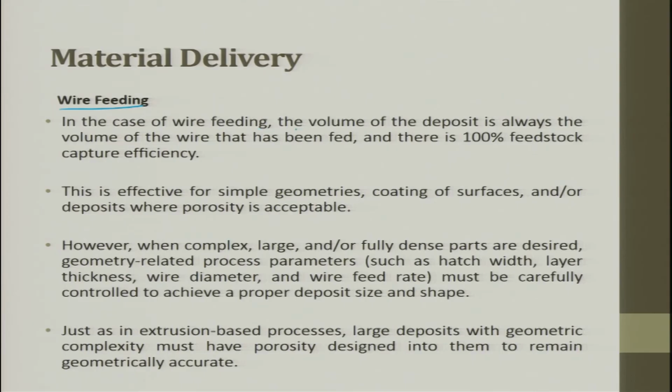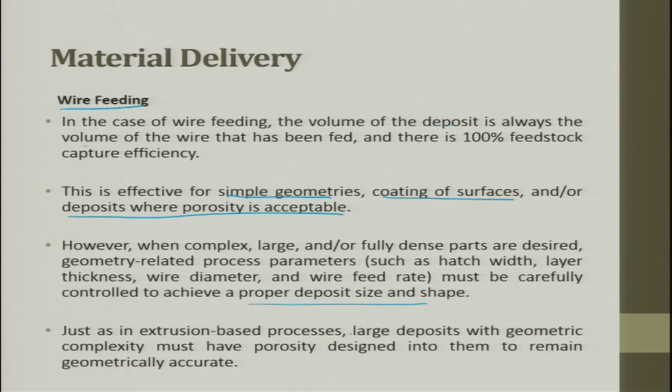In the case of wire feeding, the volume of the deposit is always the volume of the wire that has been fed, and there is 100% feedstock capture efficiency, which is not there in the powder form. This is effective for simple geometries, coating of surfaces and deposits where porosity is acceptable. However, when complex, large and fully dense parts are desired, geometry related process parameters must be carefully controlled to achieve a proper deposit size and shape.